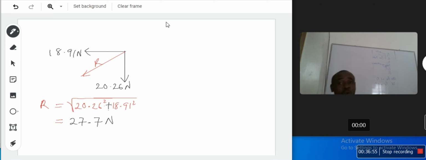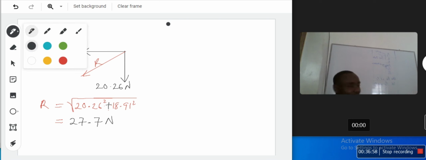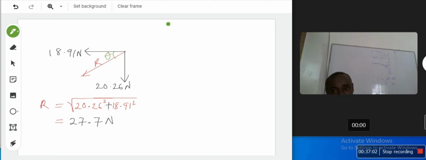So now, what is the direction? The direction is the angle which that resultant force makes with the plane of reference. So this theta. How do we find theta? Theta will just be tan inverse of this. You know what I'm doing now? To find theta, it will be tan inverse of what over what? 20.26 over 18.91. Do you agree with me?